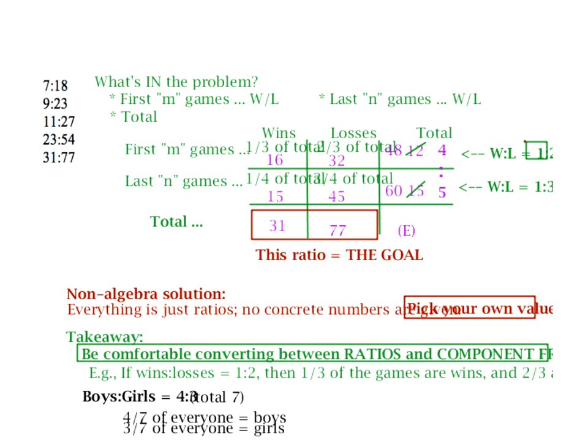So just make sure you can go back and forth between these. Because again, this is a 1 to 2 ratio. This is not 1/2 of anything. This is 1 win for every 2 losses. So that means that out of every 3 games, 1 is a win and 2 is a loss. So hopefully that helps.